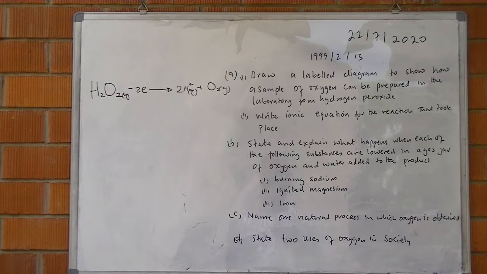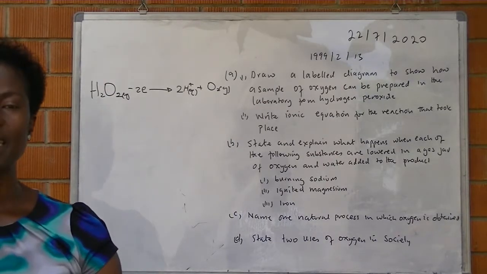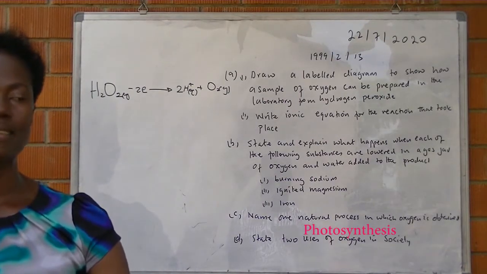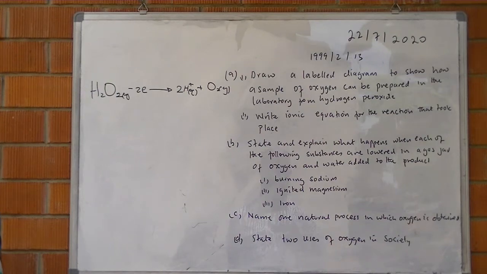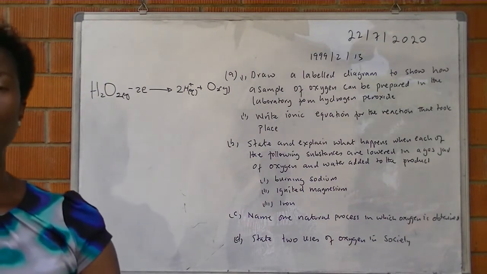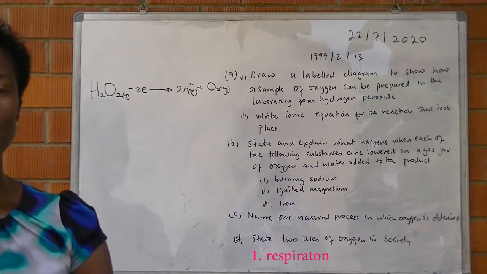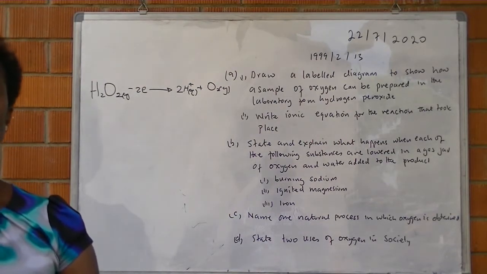Part C, name one natural process in which oxygen is obtained. Mainly we obtain oxygen from photosynthesis. Part D, state two uses of oxygen in society. Oxygen is used for respiration and burning.